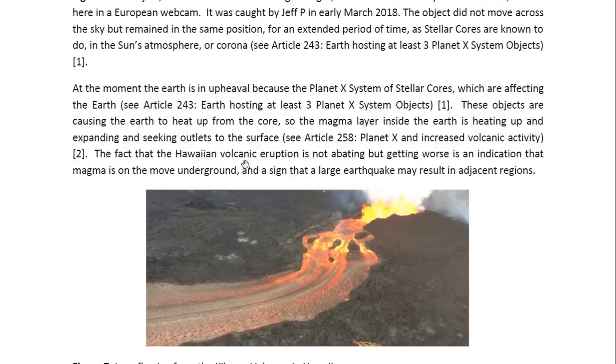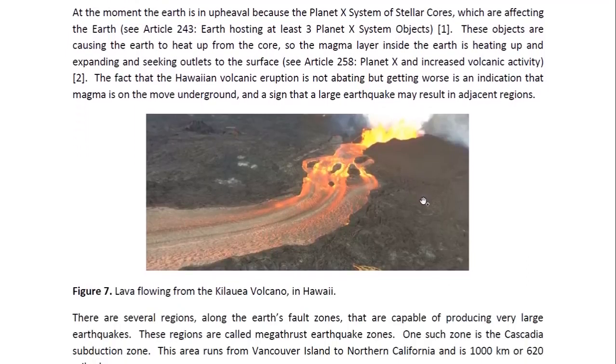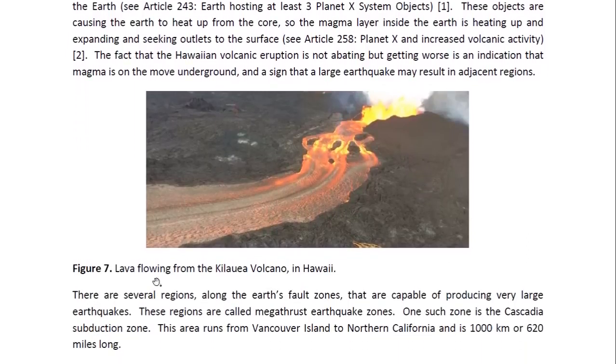Now, the fact that the Hawaiian volcanic eruption is not abating but getting worse is an indication that magma is on the move underground. And this is a sign that a large earthquake may result, therefore, in adjacent regions. So this is lava flowing from the Kilauea volcano in Hawaii. And the lava is flowing faster and faster, indicating that it is hotter and hotter and coming from deeper and deeper from within the Earth.